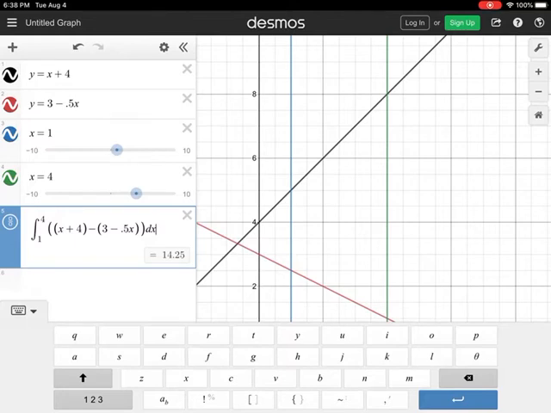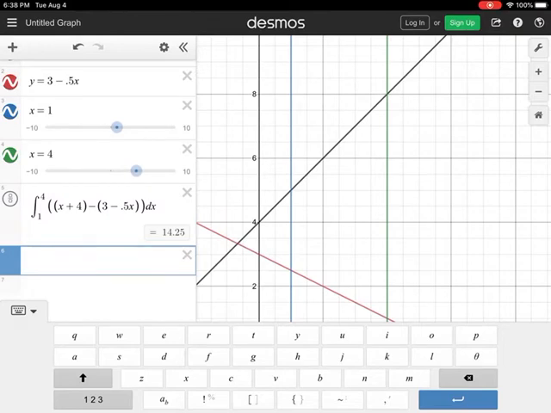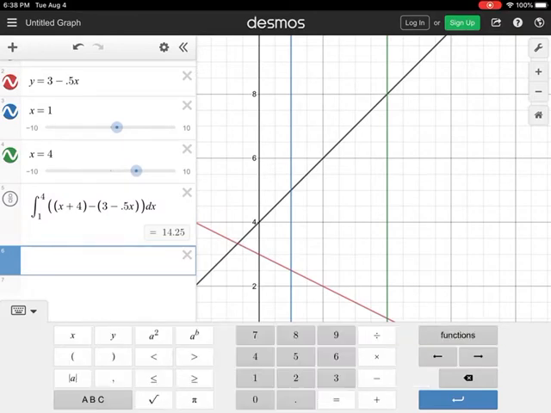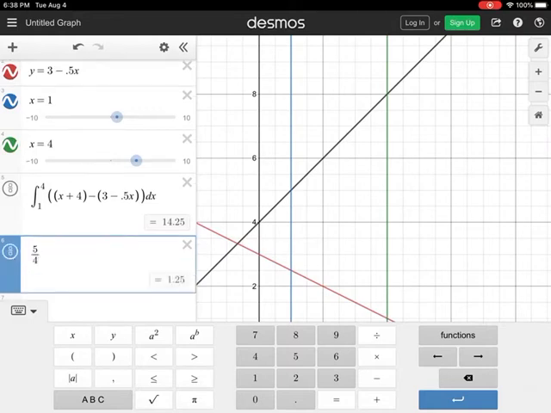14.25 is telling me that this is the area between these two curves. Well, how do I know that my answer is correct? Well, the answer that I got was 57 fourths. So let's see what 57 fourths is. 57 divided by 4. No, that's not right.